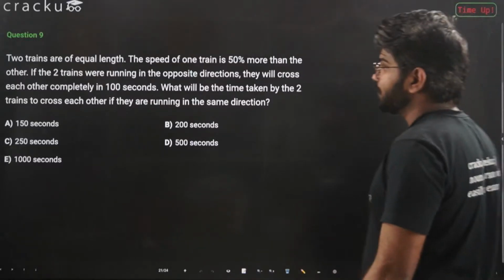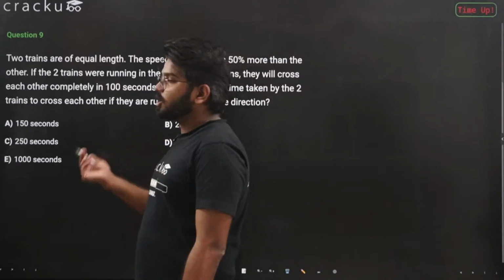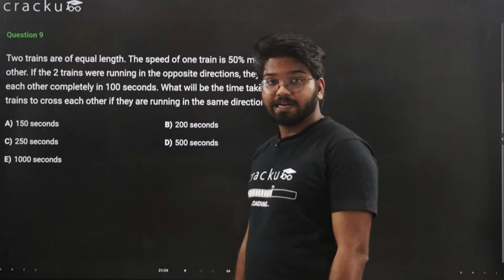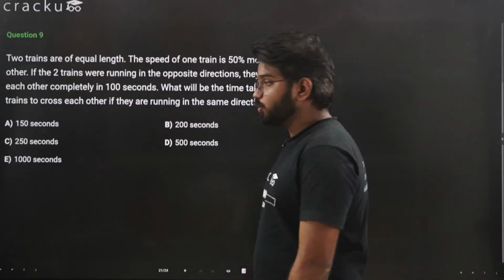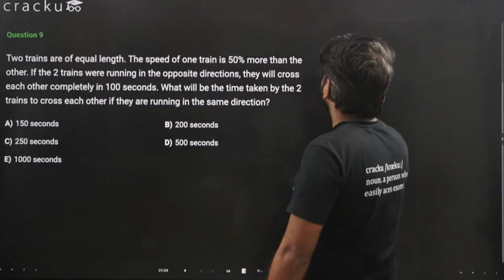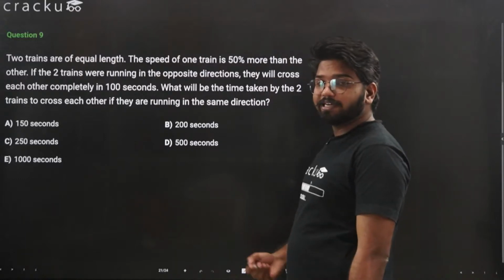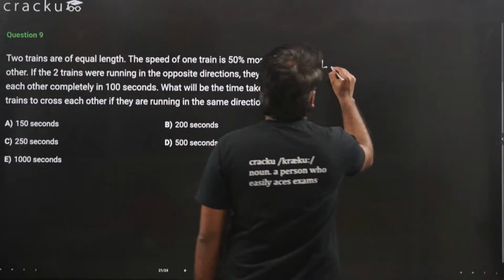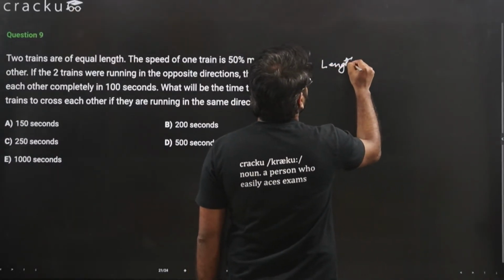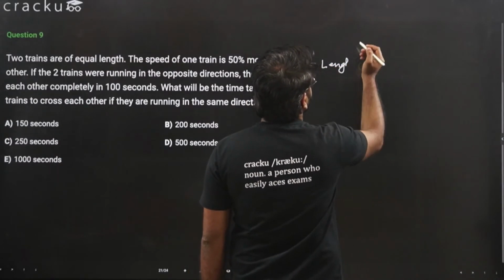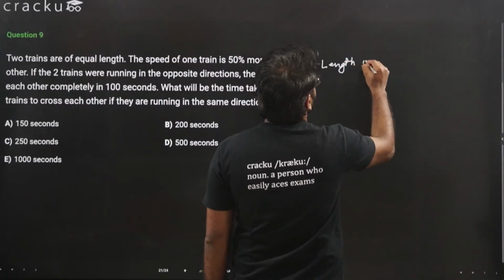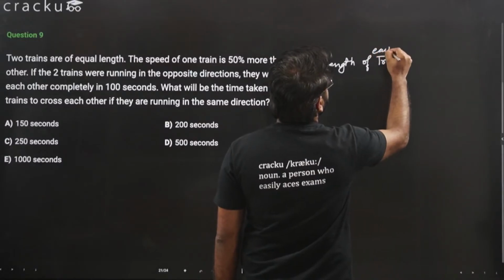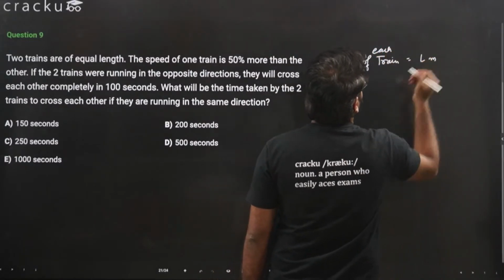Okay, let's do this. It says that two trains are of equal length. We are not given the length of the trains. Let's say the length of one train is L, so the length of both the trains will be 2L. Let's say the length of each train is L meter.